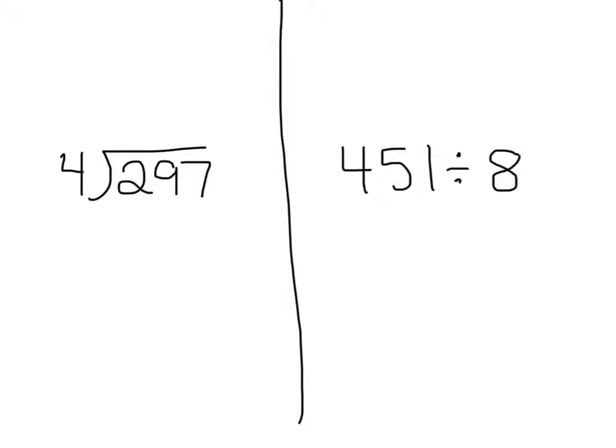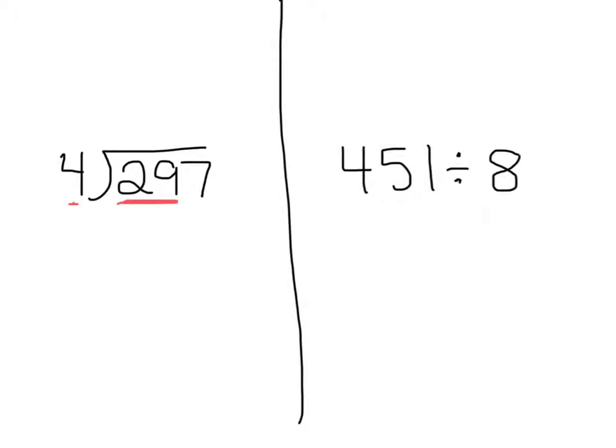Let's do another one here. How about the one on the left? We have 297 divided by 4. So now I need to think of a compatible number here, because if I round this 297 to 300, it's still going to be tougher to do in my head. So, does 4 divide into 2? No. Does 4 divide into 29? Yes. So I need to think of a number close to 29 that my 4 will divide into.